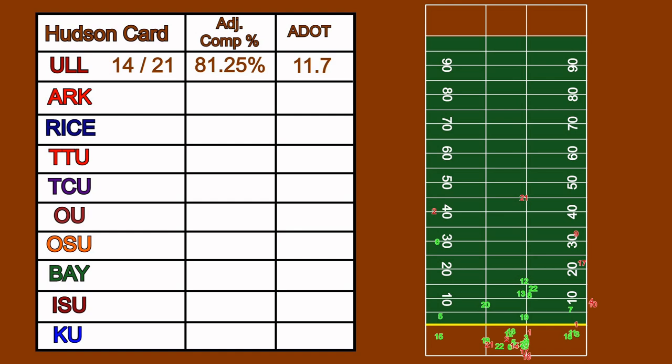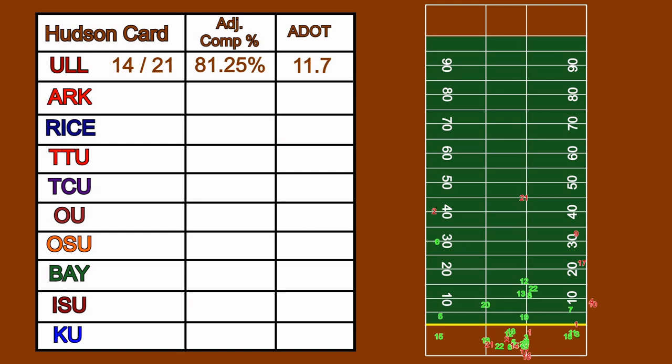I probably should have had up on the top the adjusted completion percentages instead of listing the percentage. I should have had the actual numbers. Where you see his official numbers is 14 for 21. And I have it off the top of my head, he was 13 for 16 adjusted completion percentage. No, that's not right. Ignore that. He had an 11.7 average depth of target.